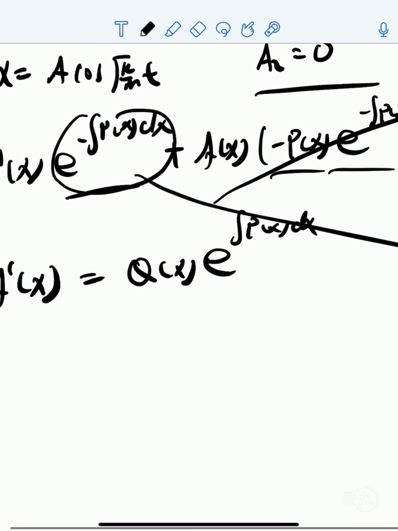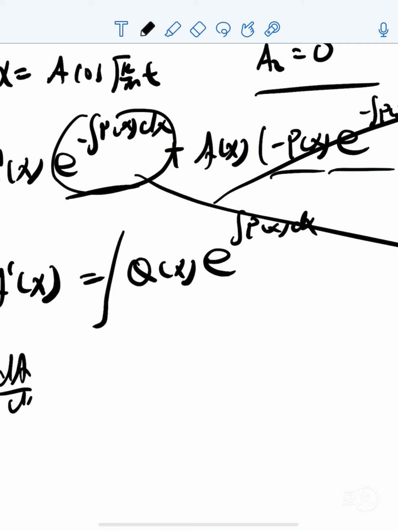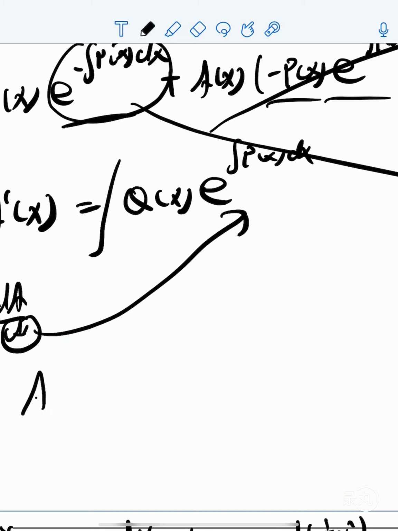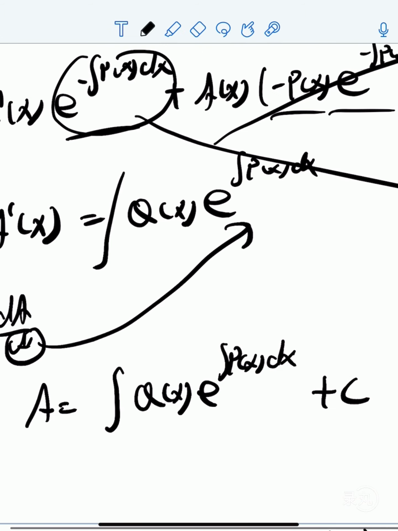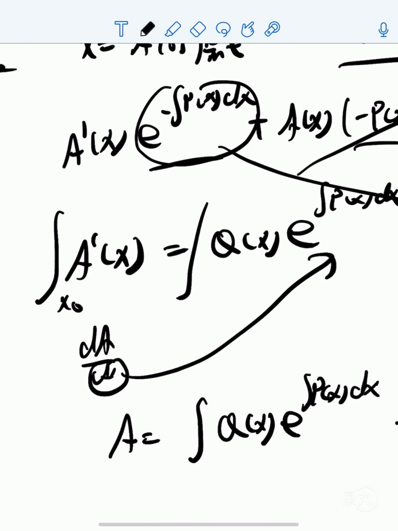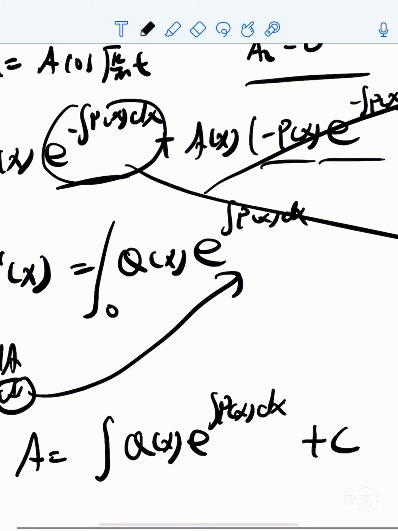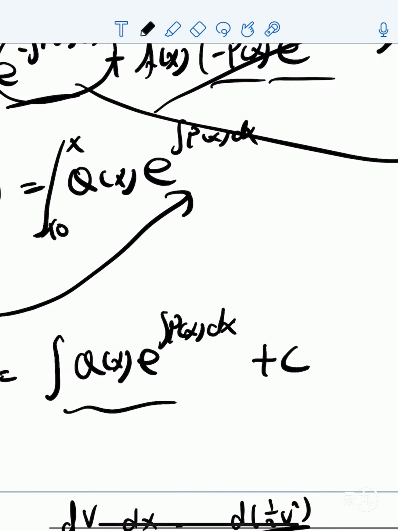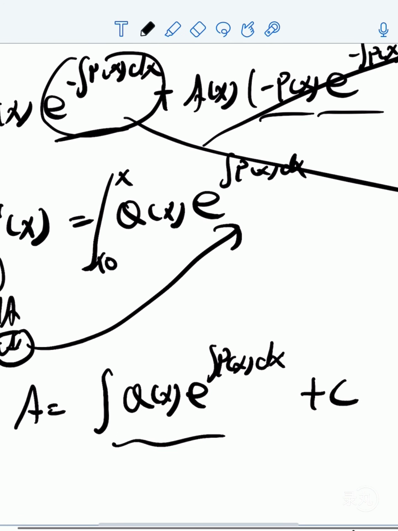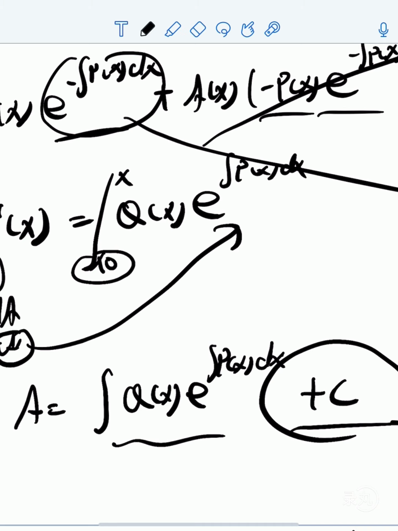And now if we take the integral of both sides, so the a dx moved to that side, we can see a is equal to the integral of q x e p x dx plus a constant, or in other way we integral from x0 to x, and this one is also x0 to x. So this one is a function of x, and we can treat this part as a constant. So for convenience purposes, we just treat it as a constant over here.